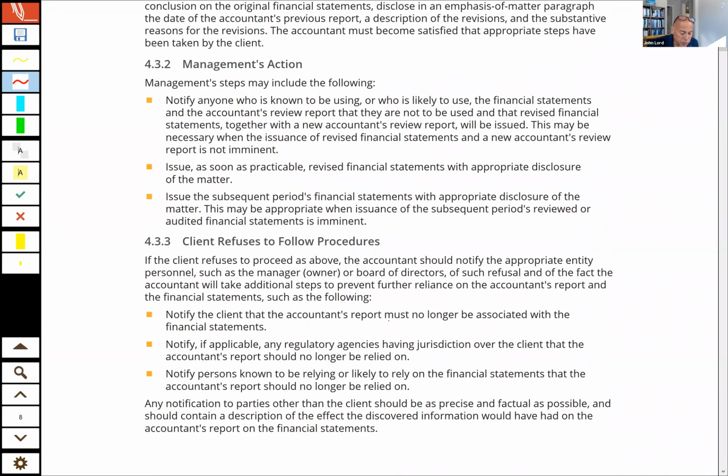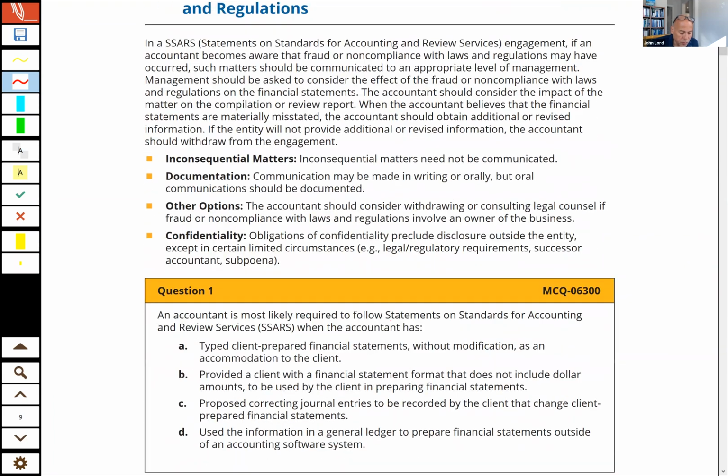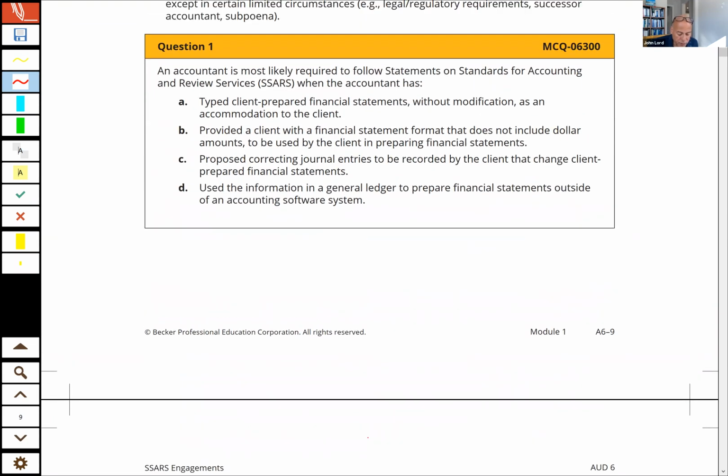I just want you to go ahead and take a look at our first multiple choice question now. Then we're going to start to dig into the specifics of these different engagements.